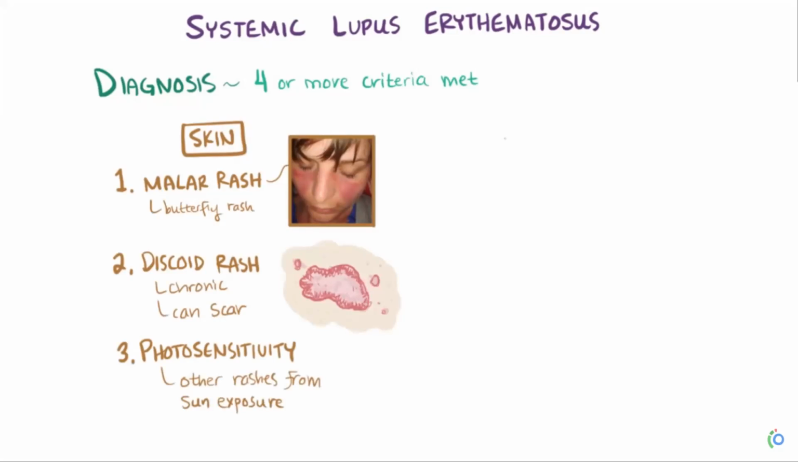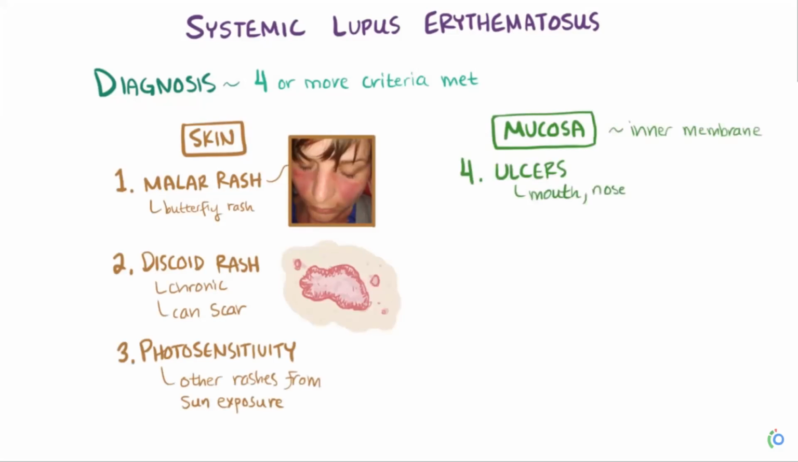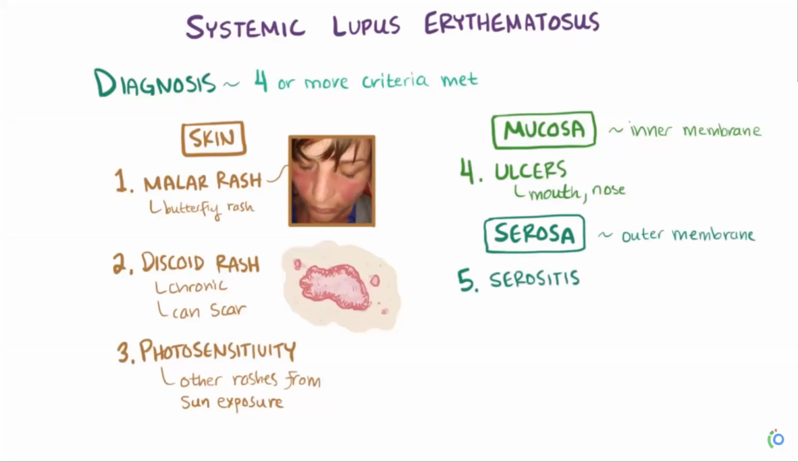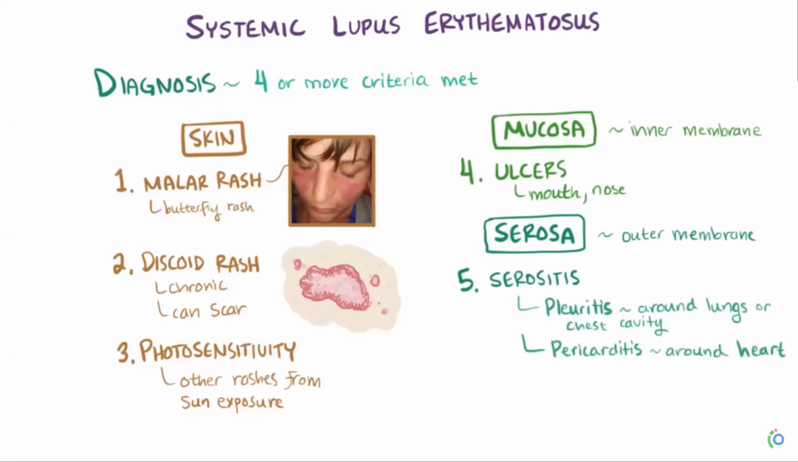Another type of tissue that can be damaged is the mucosa, which is the inner membrane of various tissues. So the fourth criteria is ulcers in the mucous membrane of the mouth or the nose. Along with the mucosa, lupus can also affect the serosa, which is like the outer membrane of an organ or tissue. So if it gets inflamed, people get serositis, which could manifest as something like pleuritis, which is inflammation of the lining around the lungs and the chest cavity, or as pericarditis, inflammation of the lining of the heart.